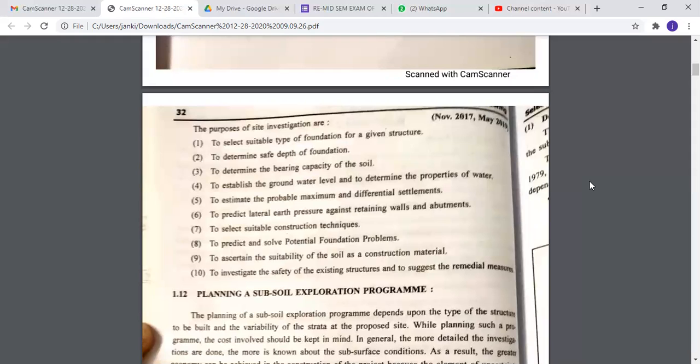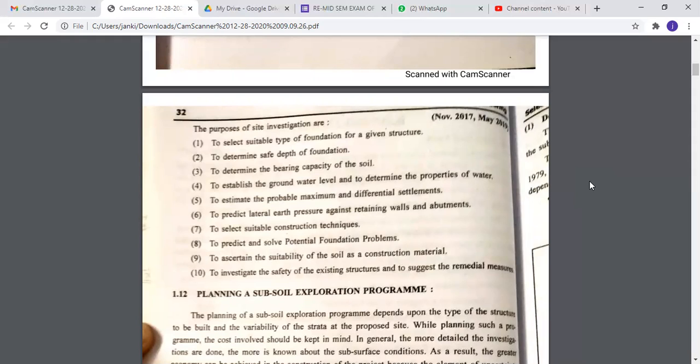Now we determine the safe depth of foundation and the bearing capacity of the soil. Next is to establish the groundwater level and determine the properties of water. Next is to estimate the probable maximum and differential settlements, to predict the lateral earth pressure against the retaining walls and abutments, and to select a suitable construction technique.